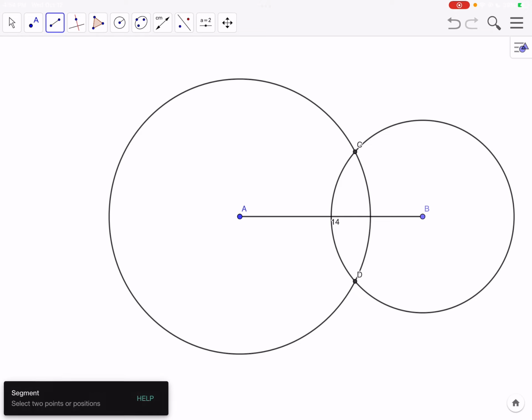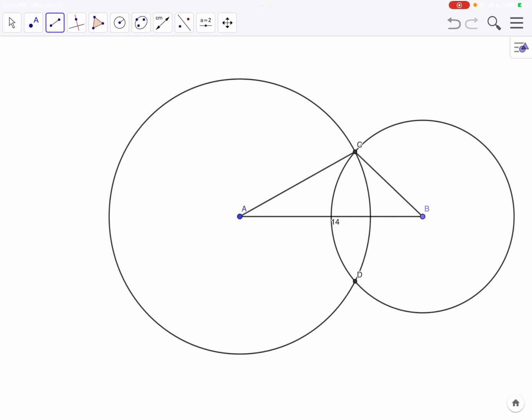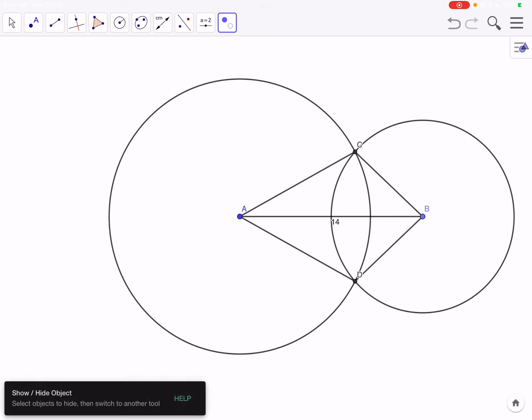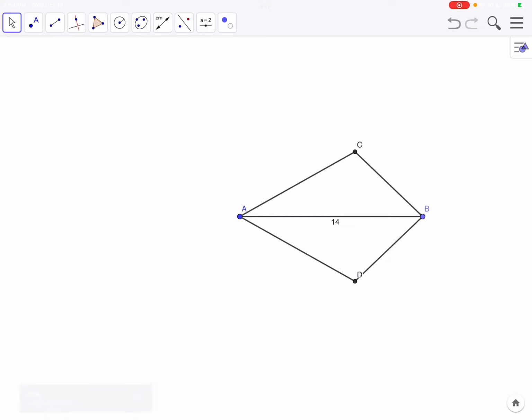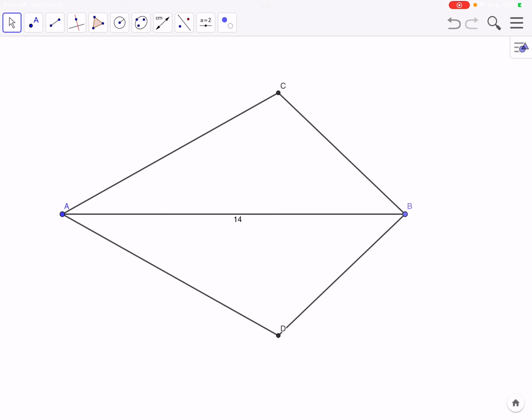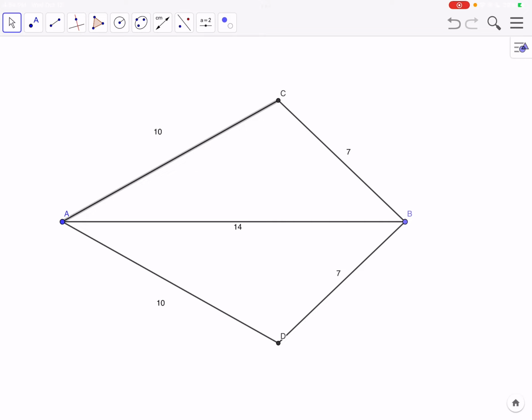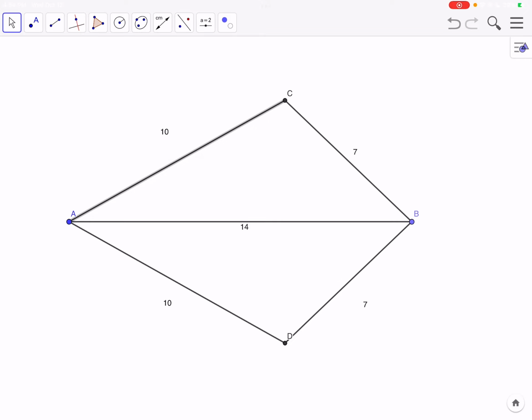So let me draw those segments. If I connect A to C and B to C, and then I'm going to connect A to D and B to D, I'm going to hide these circles so they're not in our way anymore. And what we have here are two triangles that each fit the description that I gave. I said I wanted you to build a triangle that had lengths 10, 7, and 14. Well, both of these triangles have lengths 10, 7, and 14. So then the question is, are those two unique triangles or are they the same triangle?